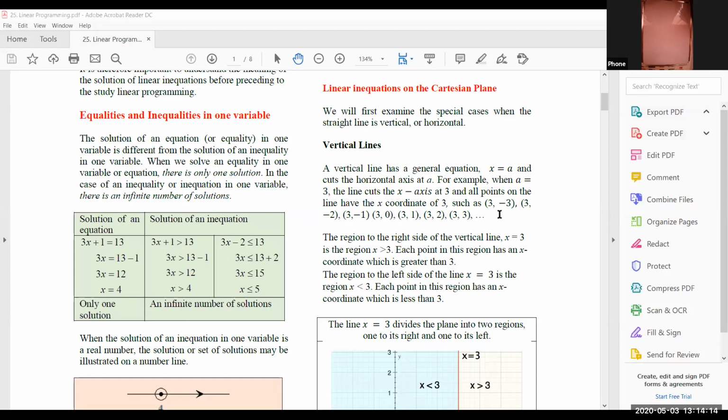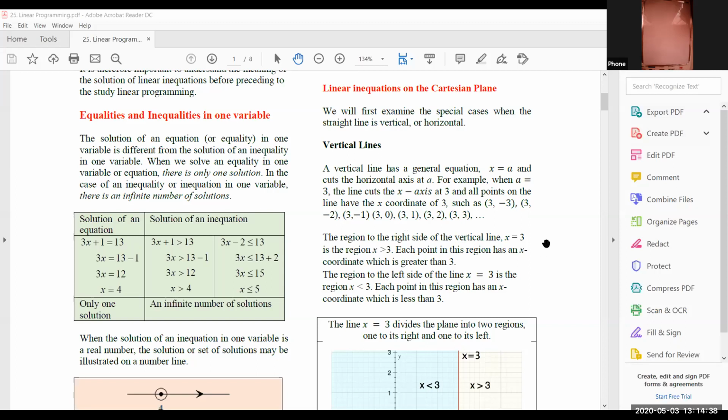Yes, sir. Okay. And all points on the line have the x-coordinate of 3. As such, we have (3, -3), (3, -2), (3, -1), (3, 0), (3, 1), (3, 2), (3, 3), etc. You notice the x coordinate in all of them is 3, right? Are you all seeing that?